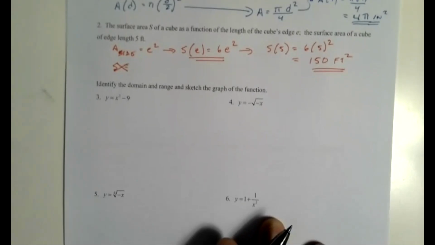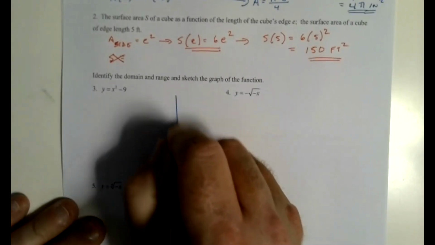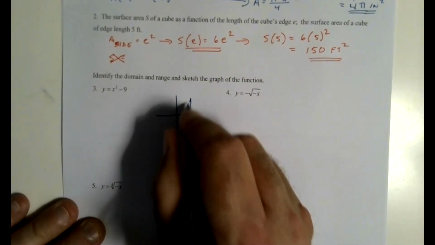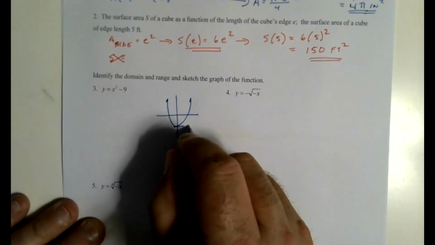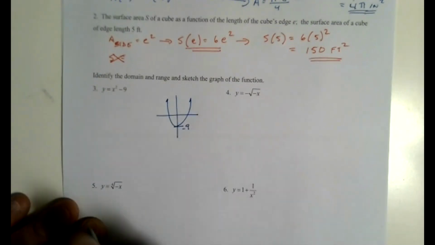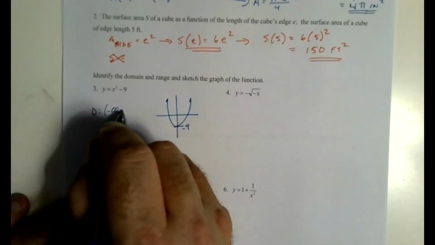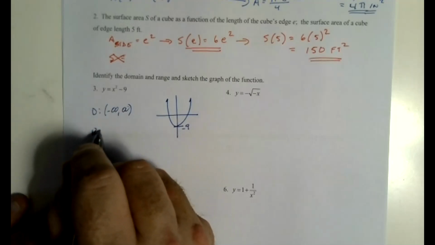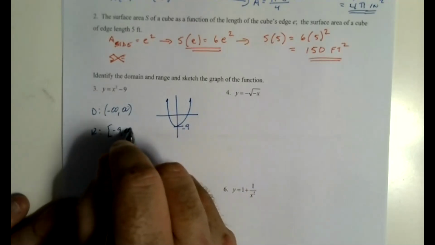Identify the domain and range and sketch the graph. Well, this one is just -9. Domain, since it's a function, well, that's not true. Domain in this case is everything. The range is -9 to infinity.